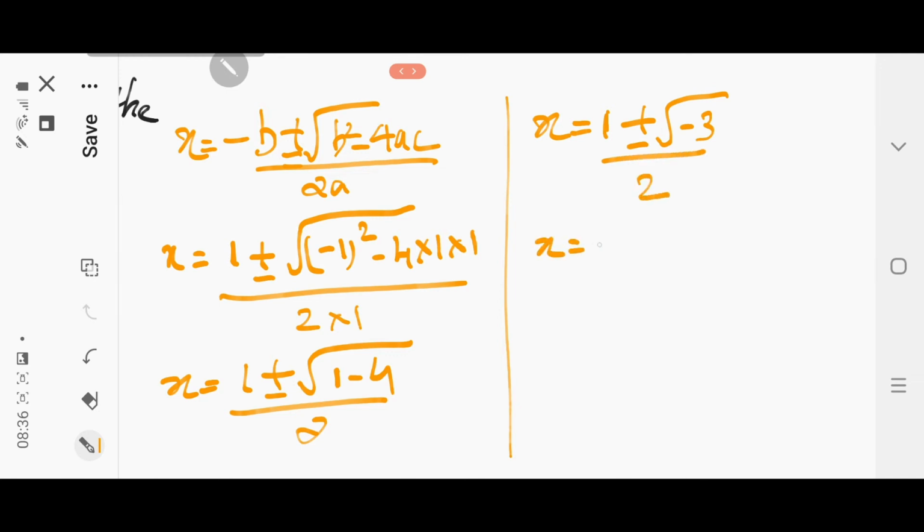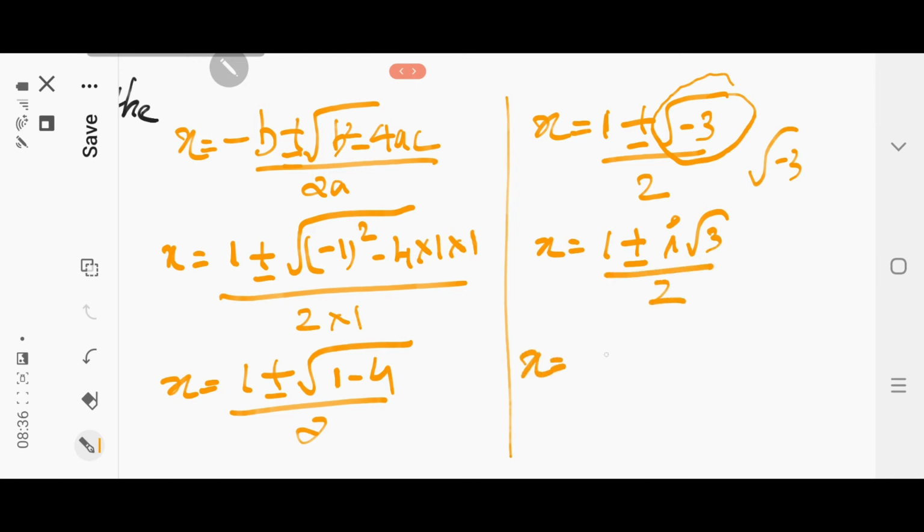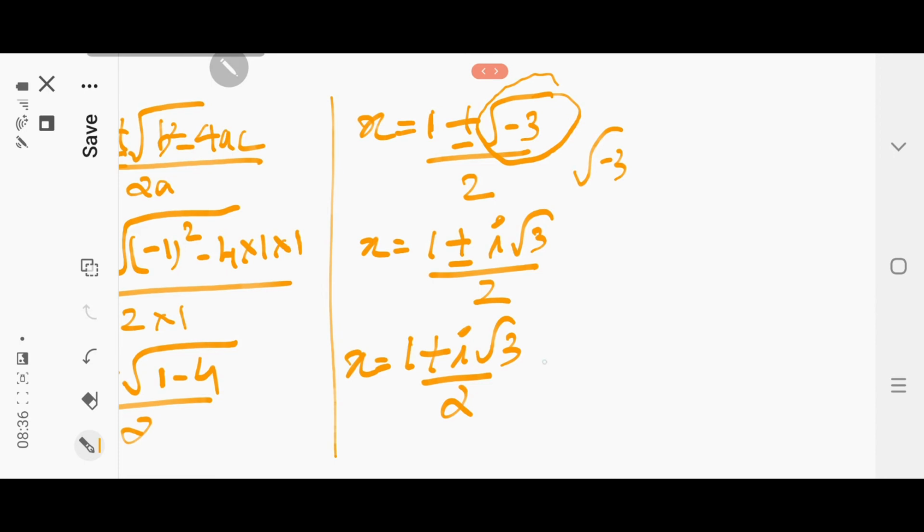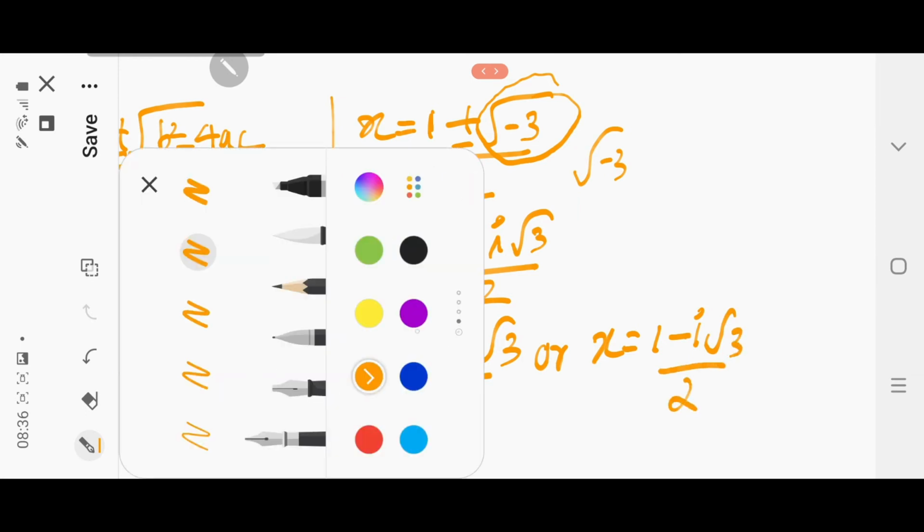That means x is equal to 1 plus or minus root of, what is root of minus 3? Root of minus 3 goes to a complex number, then it becomes i root 3 divided by 2. Therefore you get two answers, two roots. What is the first root? It is 1 plus i root 3 divided by 2, and the next is x is equal to 1 minus i root 3 divided by 2. You get the two roots for that.